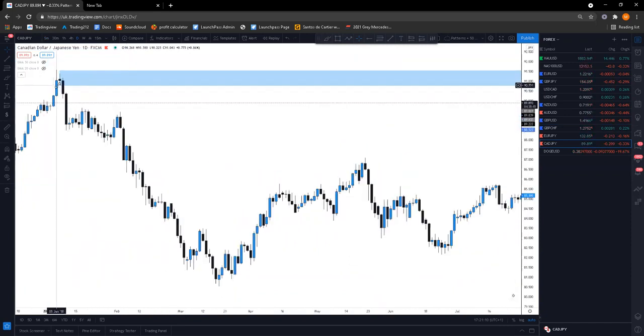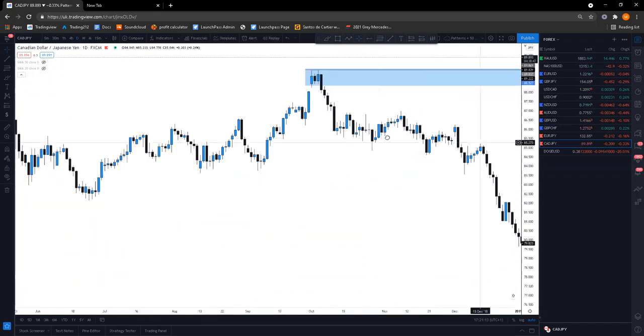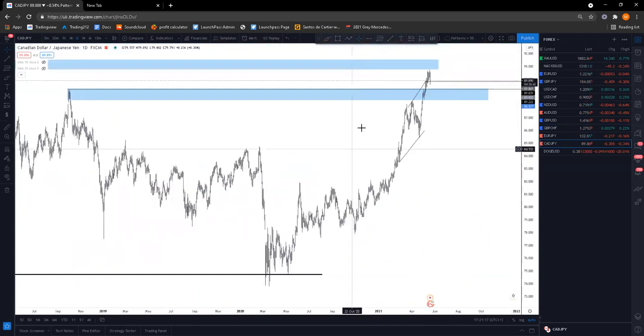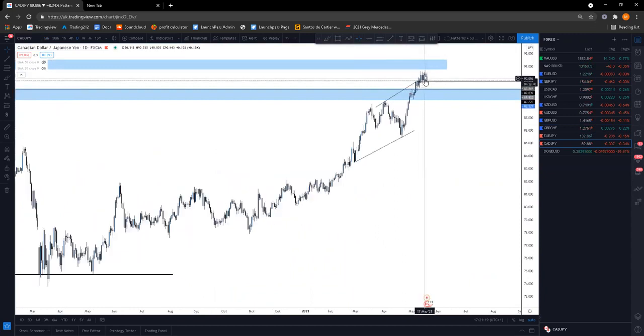So you can see that we had this wick drawn in. That was our order block. The market came into our order block, right? If I just zoom out for us, the market came into our order block and is now beginning to sell off.